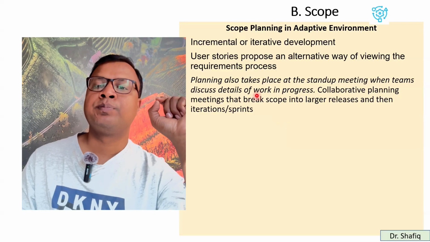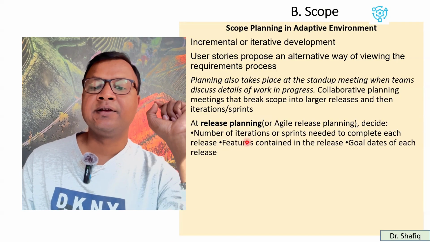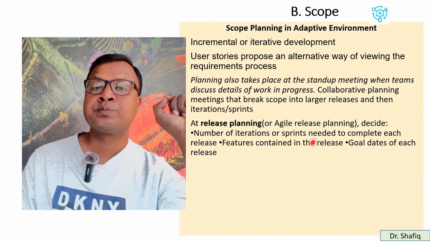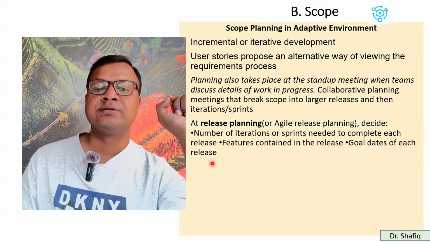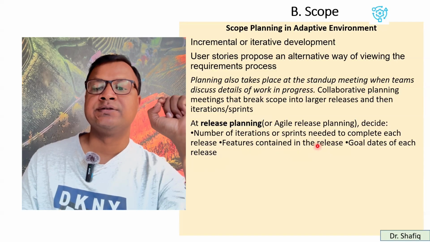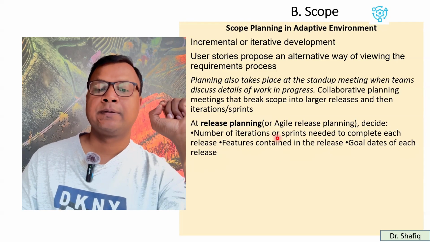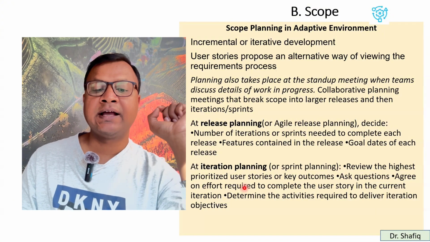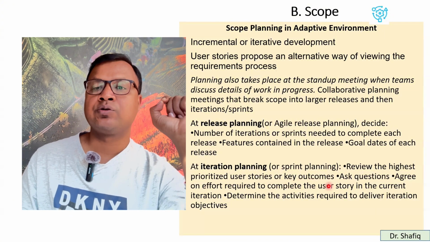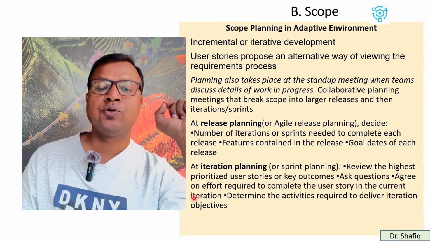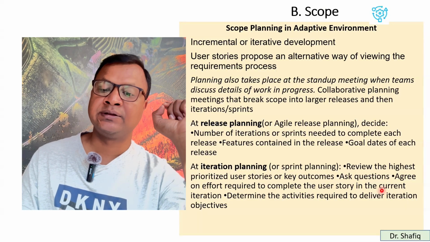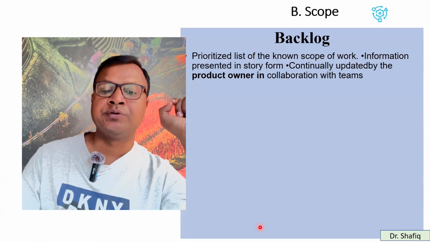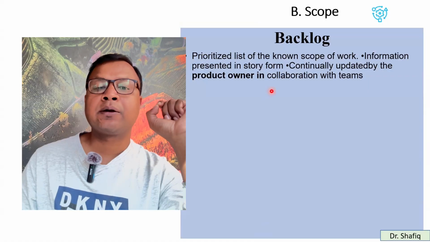This is scope planning. And at the release planning or agile release planning, decide the number of iterations or sprints needed to complete each release, decide the feature content in the release, and goal dates of each release. On the other hand, at iteration planning or sprint planning, they review the highest prioritized user stories or key outcomes, ask questions, agree on the effort required to complete the user story in the current iteration, and determine the activities required to deliver iteration objectives. What is the backlog?